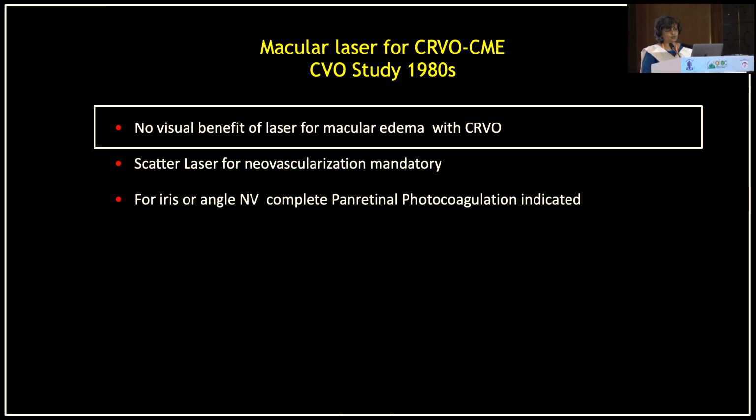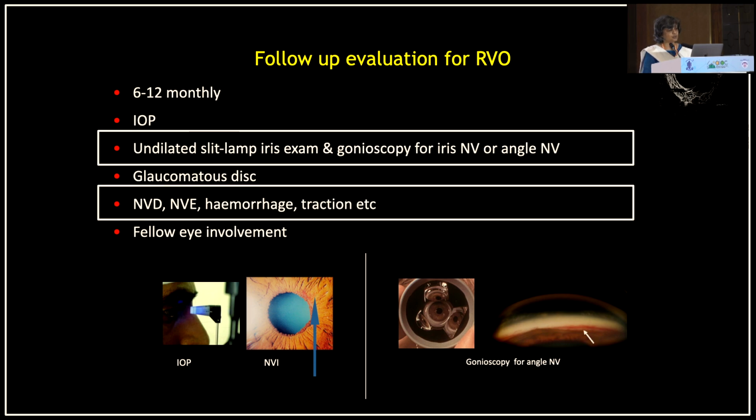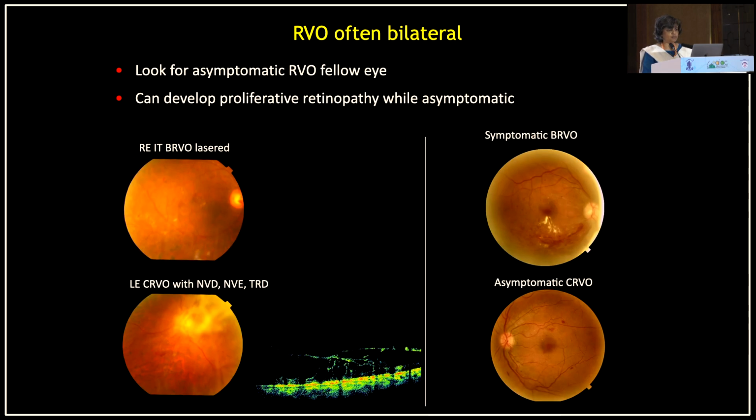However, for CRVO, there is no benefit to macular laser for macular edema. Every patient of RVO needs 6 to 12 monthly checkups, even if vision is good, for new vessels on the iris and on the fundus. And more importantly, for fellow eye involvement, which is often very silent. You can see these are cases of bilateral RVO, and the fellow eye was silent.